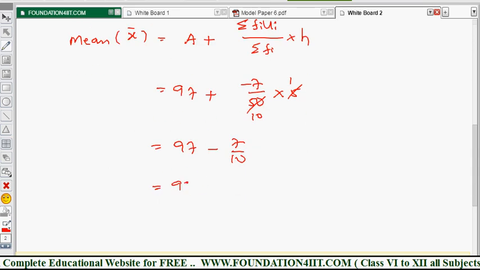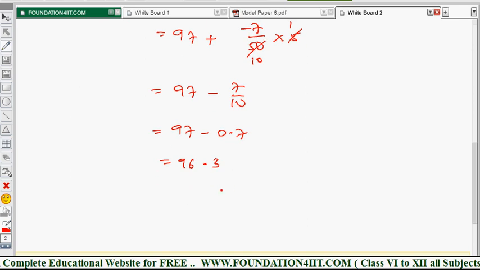So 97 minus 0.7, that is 96.3. So the nearest gram is 96. Therefore the mean weight is equal to 96 grams, to the nearest gram.